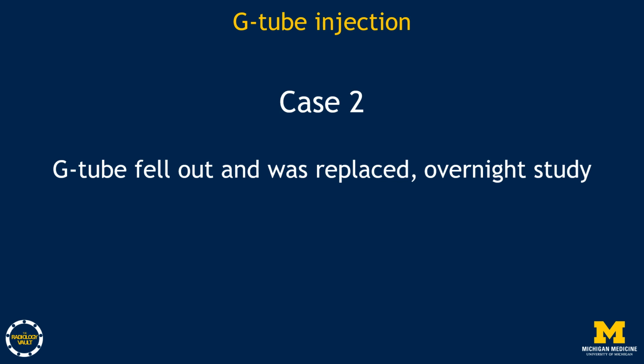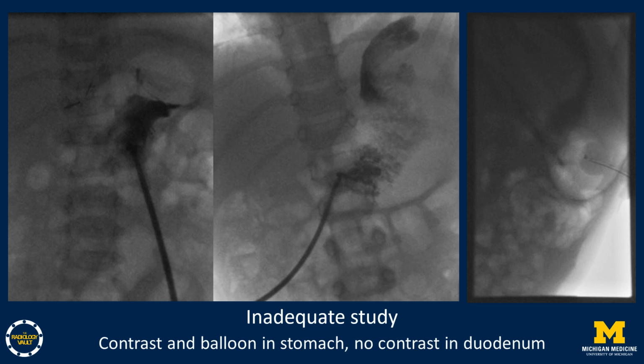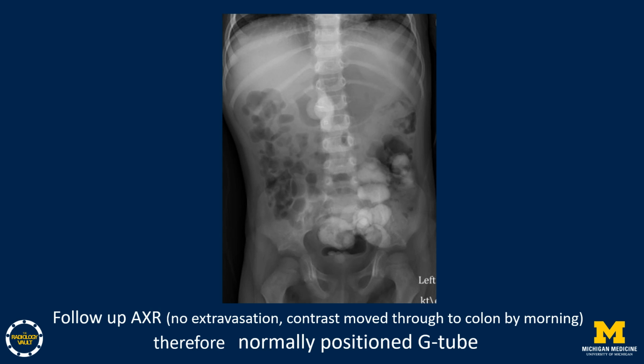This patient's G-tube fell out and was replaced. An overnight study was performed. Contrast appeared to be in the stomach. We see the retention balloon in the stomach, but we don't see contrast in the duodenum. So this contrast study was inadequate. An abdominal radiograph the next morning demonstrated contrast in the colon, so the G-tube was functioning properly.